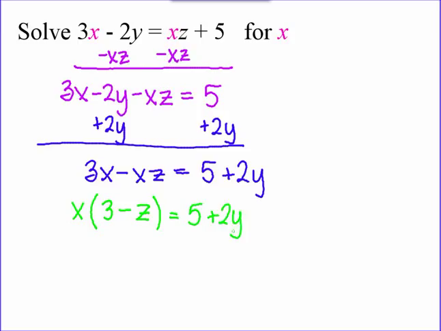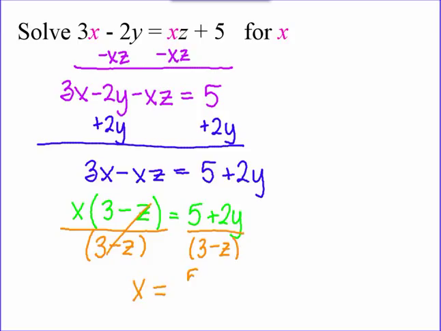What do you do now? Remember from the time before, that one I asked you, what do you do here? Divide by the quantity 3 minus z. So on the left side I end up getting x. On the right side I end up getting 5 plus 2y over 3 minus z.